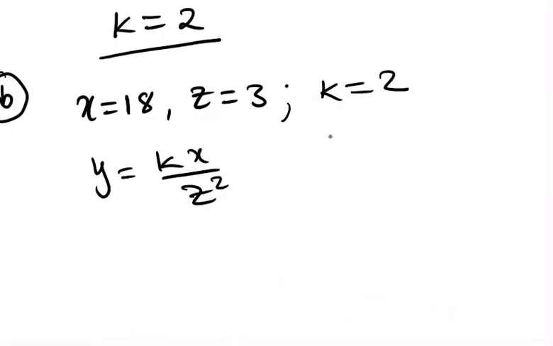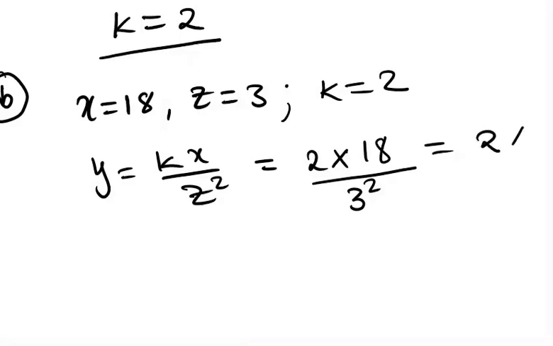So now we're finding y, okay? So just put the values. k is 2 multiplied by x is 18, over z is what? 3 squared. So this is not 3 times 2, it's 3 by 3. Okay, so you have 2 by 18 by 9. Okay, so you can divide here. 9 goes into 18.